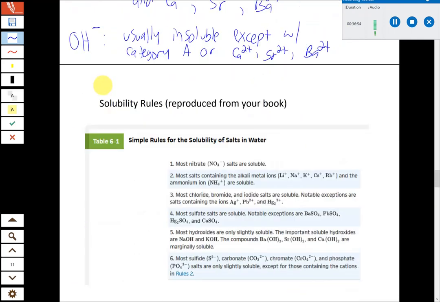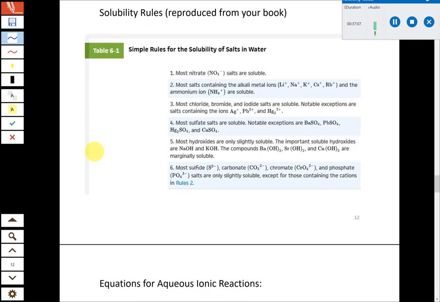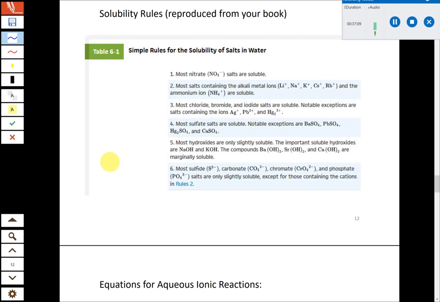But I would encourage you to follow sort of this approach. This is what the book gives you, which is just a list of 6 rules that aren't really characterized in any sort of hierarchy. I think the way that I presented it is at least a slightly easier way of learning it. And we can go from there with how to characterize compounds as soluble or insoluble. Okay, so that you're just gonna have to learn.